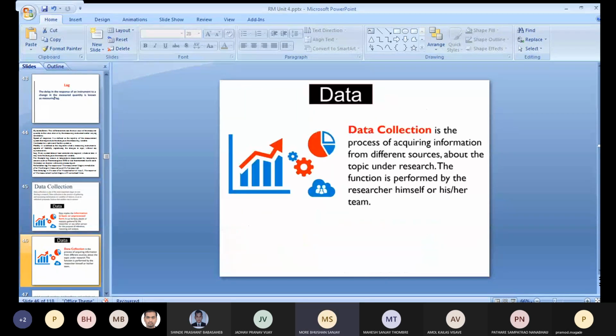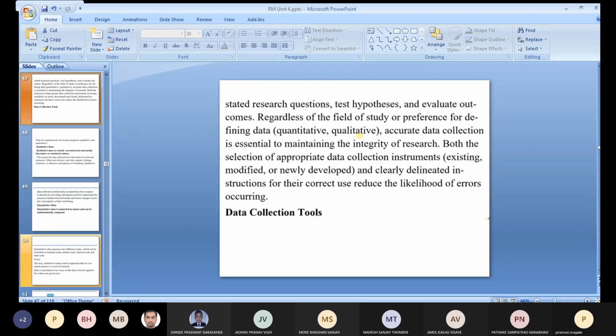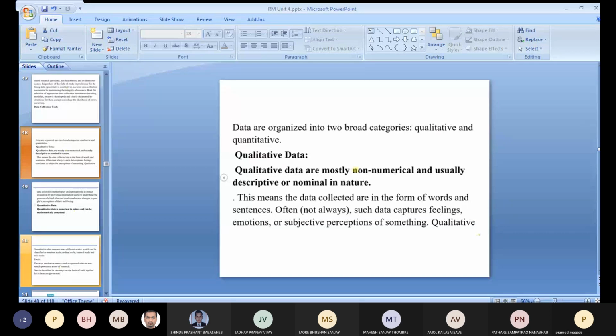So data collection, this will be the definition we have seen. So qualitative, the tools are there, as I told you. Qualitative, just write down this qualitative.